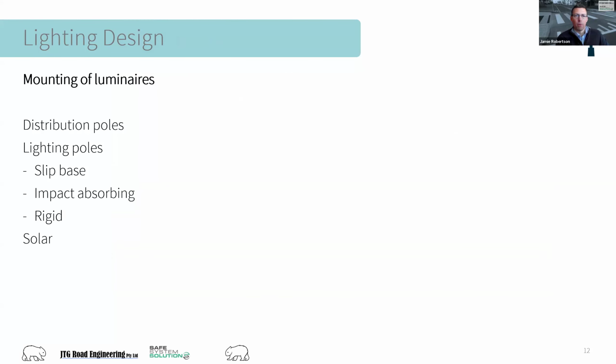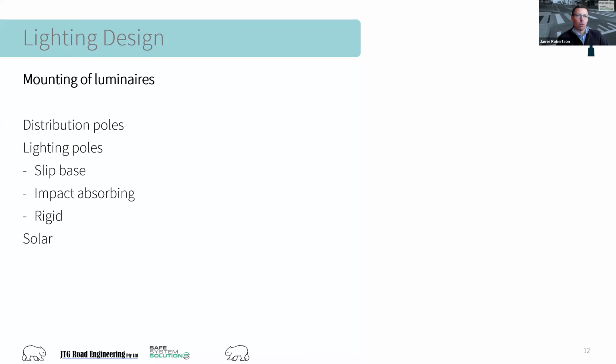We can mount luminaires in a number of different ways, and this is often an important consideration in selecting the location of a pedestrian crossing. If we have distribution poles near to a crossing point, we can often mount lights off those poles. This can offer quite a cost saving as opposed to installing dedicated lighting poles.